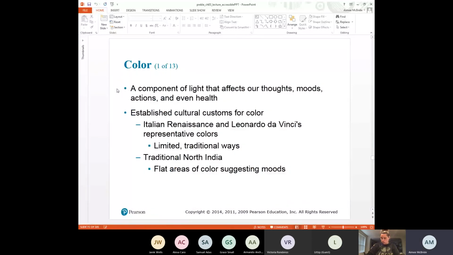Moving on from light to color. Color is the other probably complex thing that we're going to be looking at today, because there are so many different meanings that come with color. Colors can affect our thoughts, our moods. They can refer to certain themes, feelings, emotions. They can affect our health.